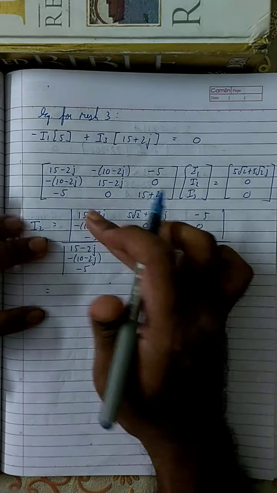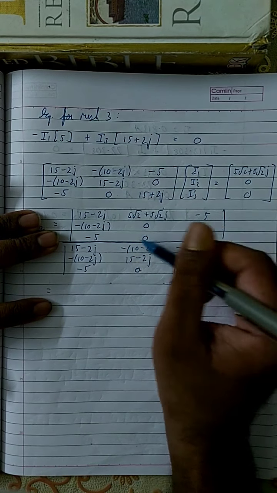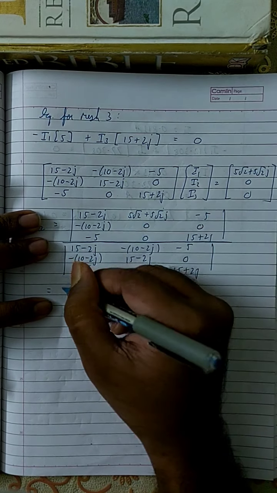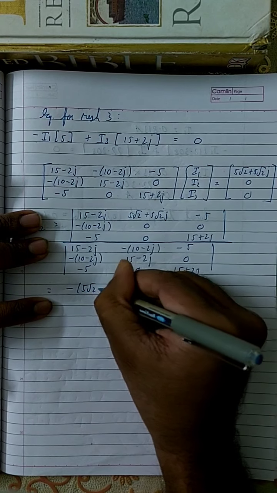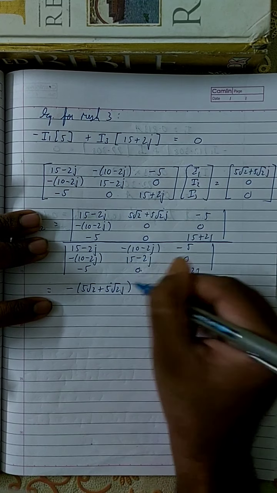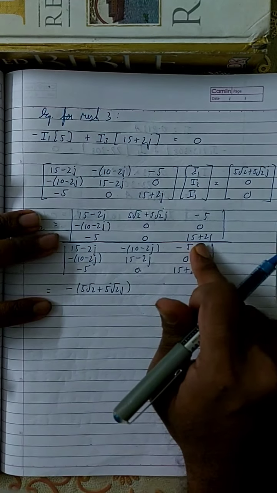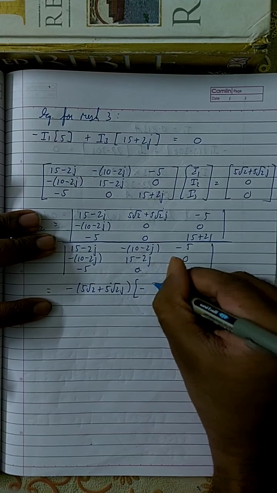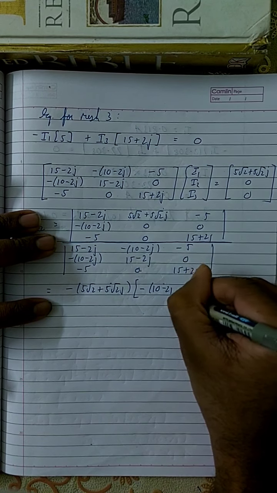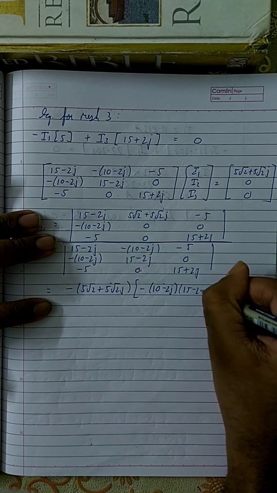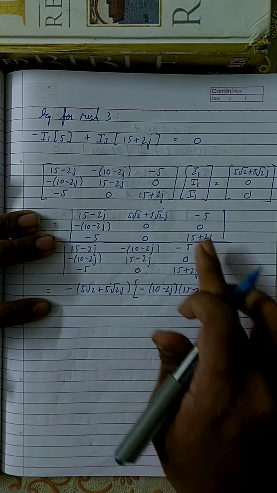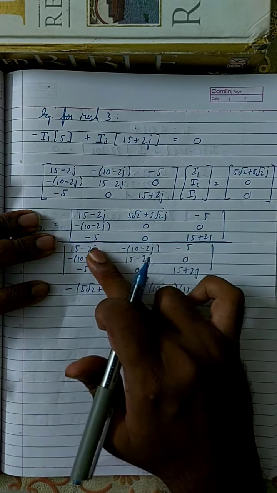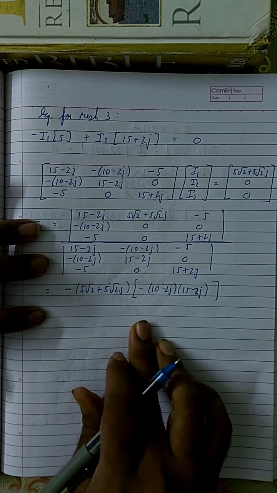In the numerator, 15 minus 2j into 0 into 0, we don't have to calculate that. We are left with minus 5 into minus of 5 root 2 plus 5 root 2j, into minus of 10 minus 2j into 15 minus 2j. Minus of minus is plus, so this is it. Only this much is there in the numerator.